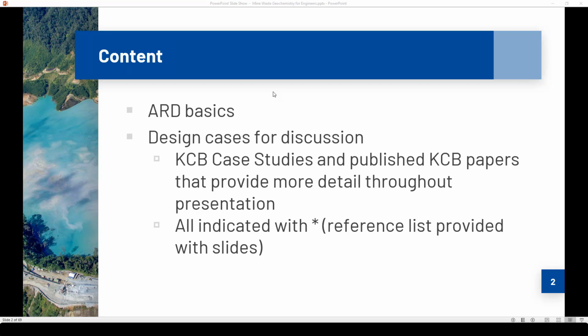I've also added all the references in the slides. All the slides that have a star have a reference to one of the KCB or public domain publications that relate to the topic on the slide, and these will be provided with the slides after the presentation.